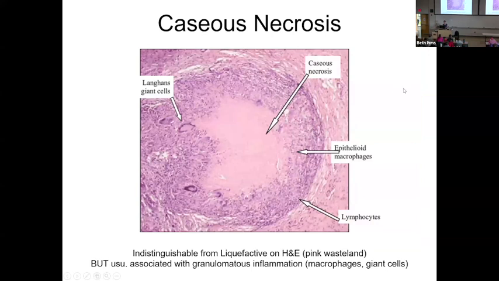Here we have it on histo. So here's the caseous necrosis. Pink wasteland looks just like liquefactive. I don't really call things caseous on histo unless I've seen the gross and I can infer it from the gross. However, in this slide, I have multinucleated giant cells, which are a hallmark of granulomatous inflammation. These are all macrophages.